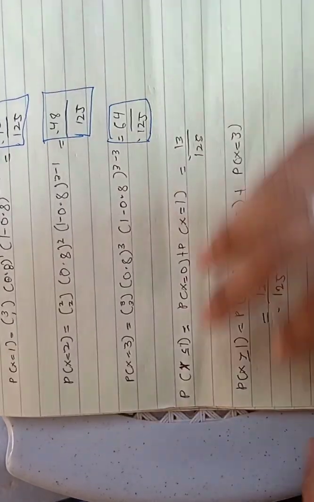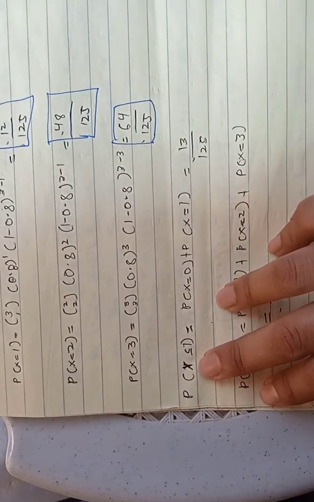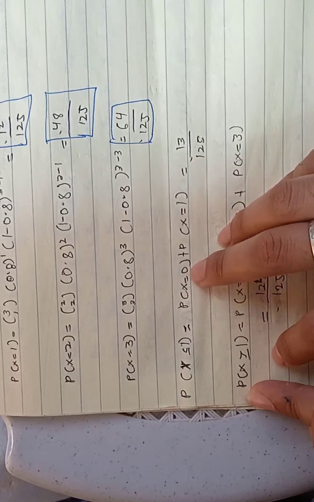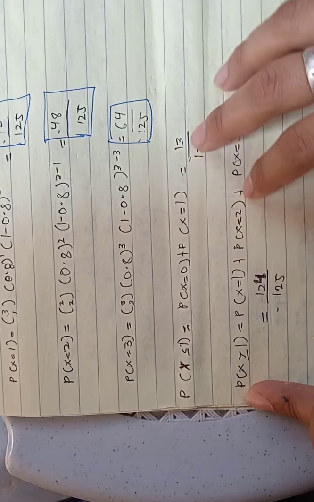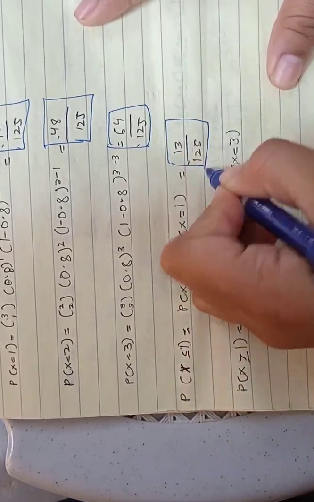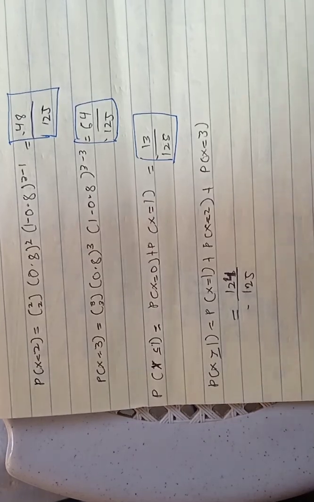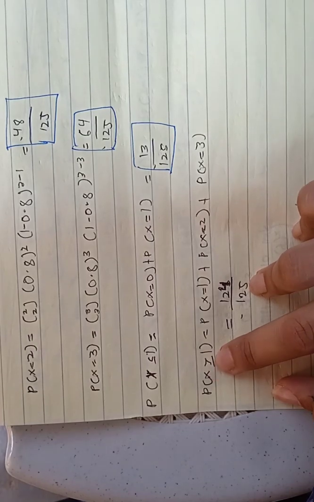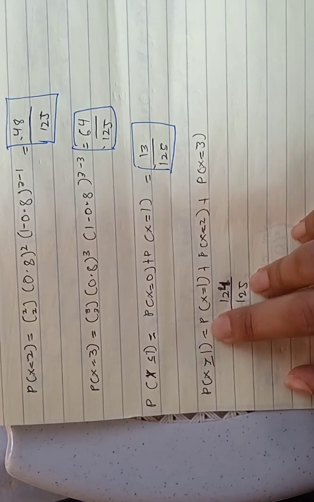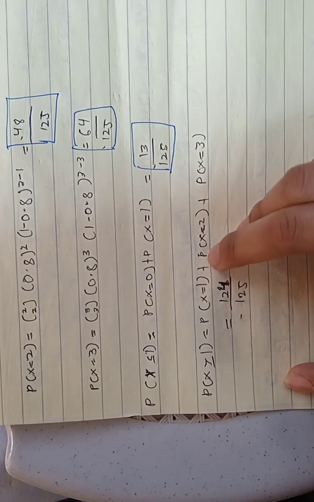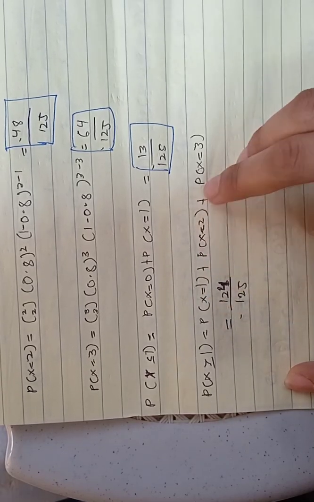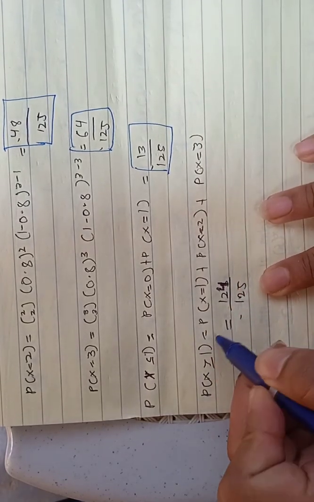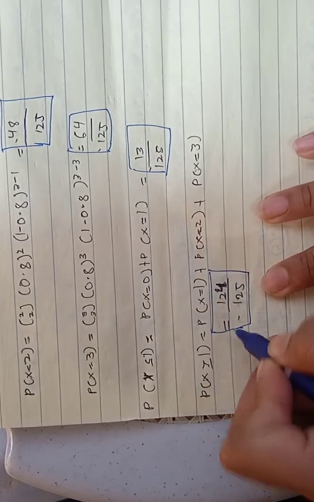So, dito naman po sa X less than or equal to 1 equals P(X = 0) plus P(X = 1) equals 13 over 125. So, dito naman po pinag-add po. So, yung P(X greater than or equal to 1) equals P(X = 1) plus P(X = 2) plus P(X = 3) is equals 124 over 125. Ito po yung lumabas sa computation po.